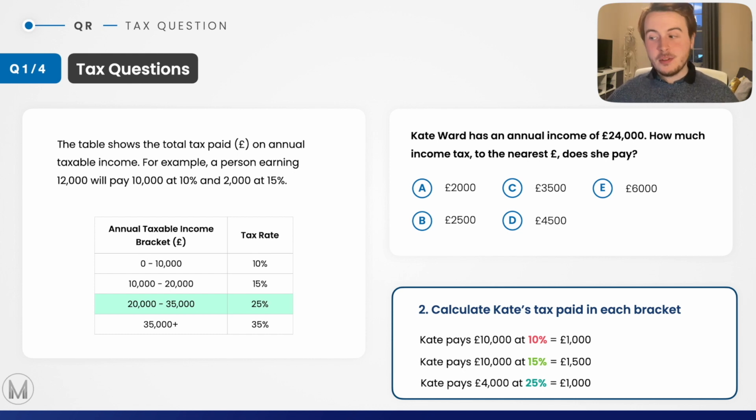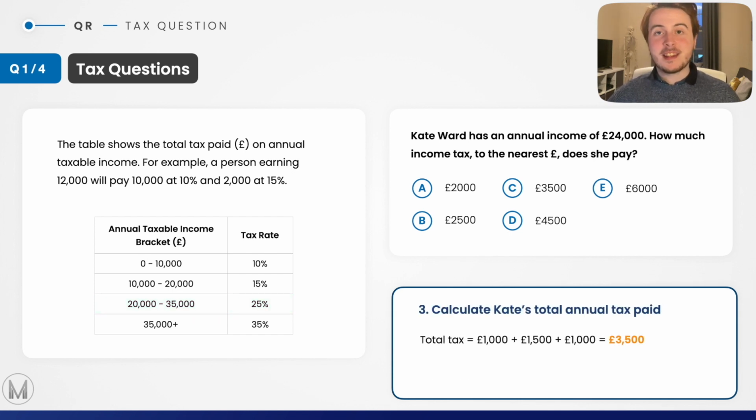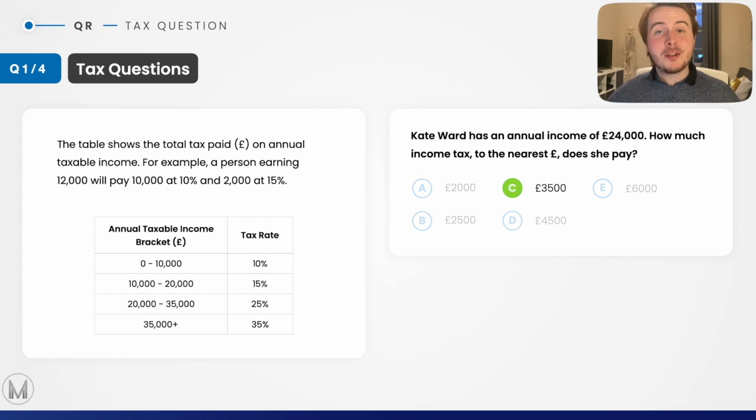So the final thing left to do is just plop all of those numbers together. So work out how much she pays overall, which in this case is 3,500. So the answer here is C. Very well done if you managed to get that one, but no worries if not. Hopefully you follow the steps there and are ready for some more challenging ones up next.